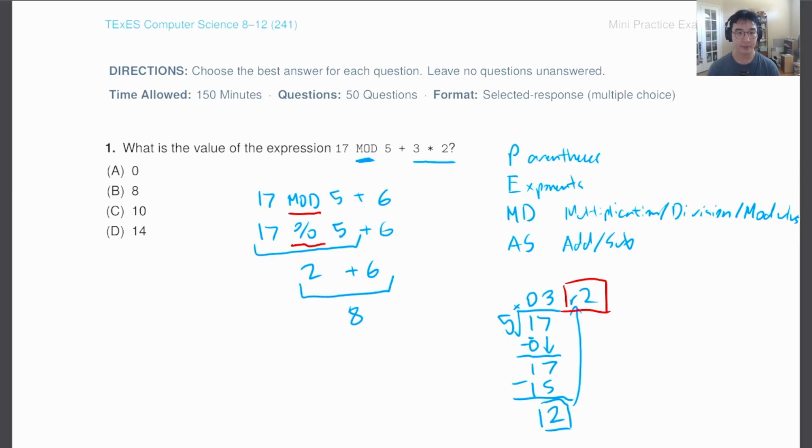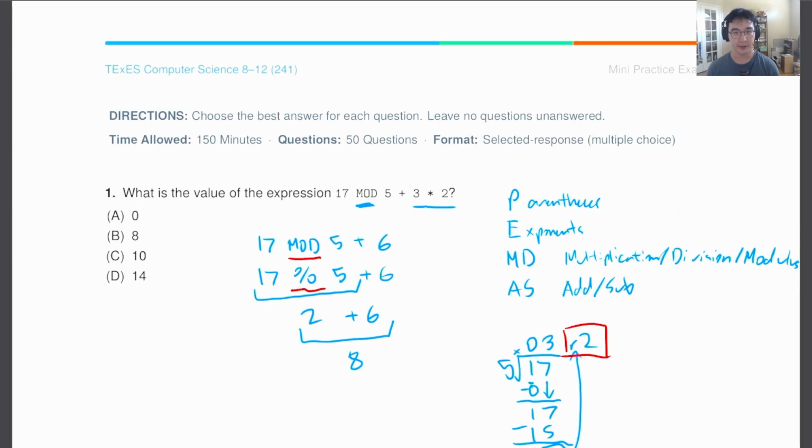Okay. All right, that's problem number 1. So make sure you know your order of operations and make sure you really know what mod is for this problem. All right, let's go on to question number 2.